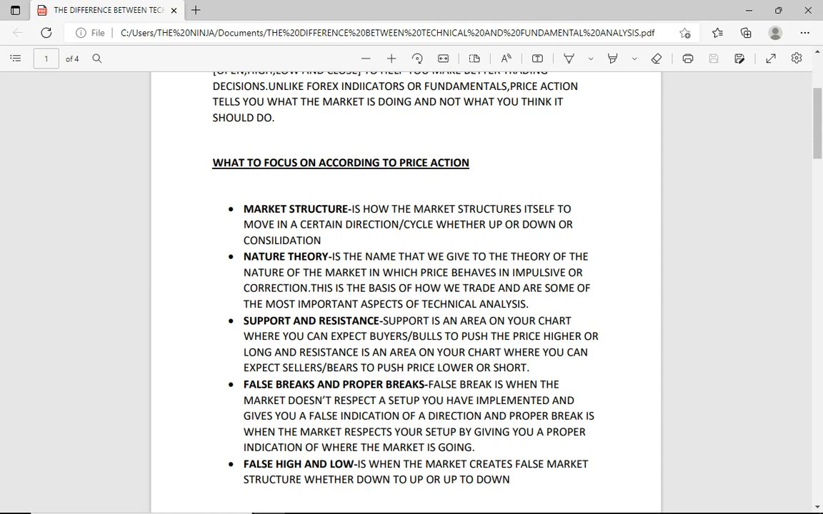So the next bullet is false breaks and proper breaks. A false break is when the market doesn't respect a setup you have implemented and gives you a false indication of a direction. And a proper break is when the market respects your setup by giving you a proper indication of where the market is going. So a false break is the same as giving a false alert.